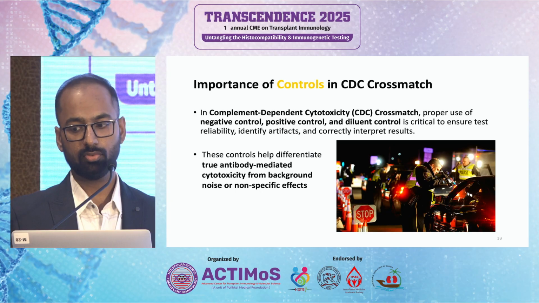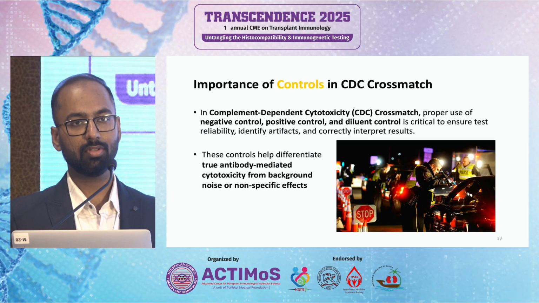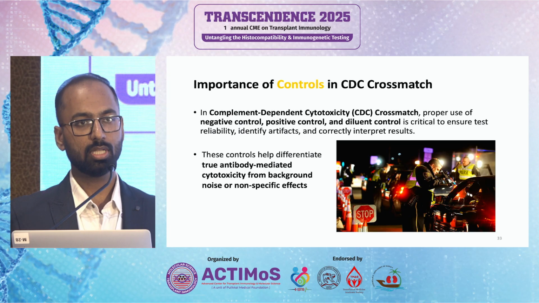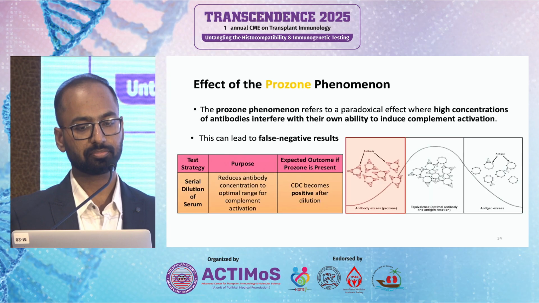We use a lot of controls in CDC crossmatch, like the positive control, negative control, and diluent control. Each control is like a checkpoint for us, because if any of the controls fails, then there is some problem with the crossmatch. So the first thing that we see is whether all the controls have worked. We have a case discussion in the afternoon session, in which we have various cases where these controls are not working properly.